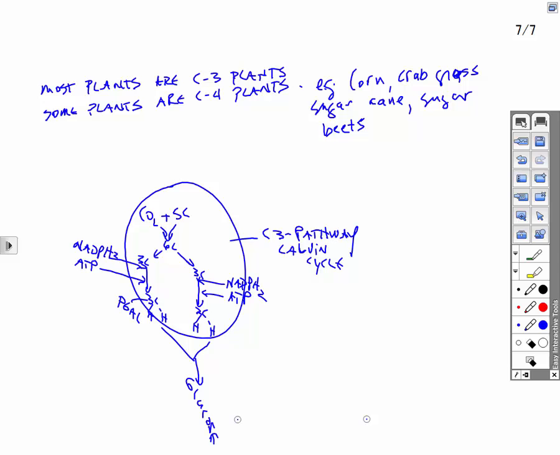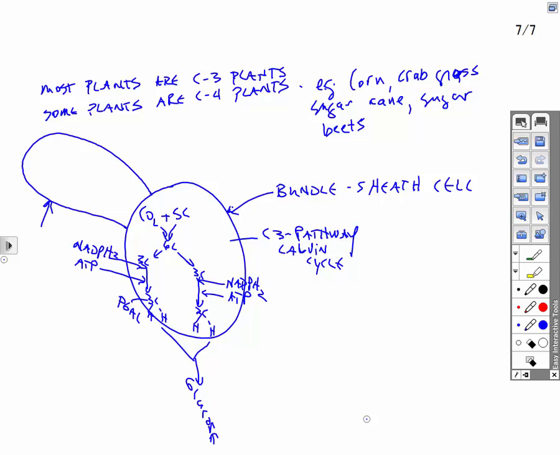All right, this is where it changes though in a C4 plant. In the C4 plant you have another cell in addition to this one. This cell where the C3 pathway occurs is called a bundle sheath cell. Now the other cell that only C4 plants have will be this one. And you don't find those in C3 plants. And this is called a mesophyll, which I don't, they're taking liberties by saying that.